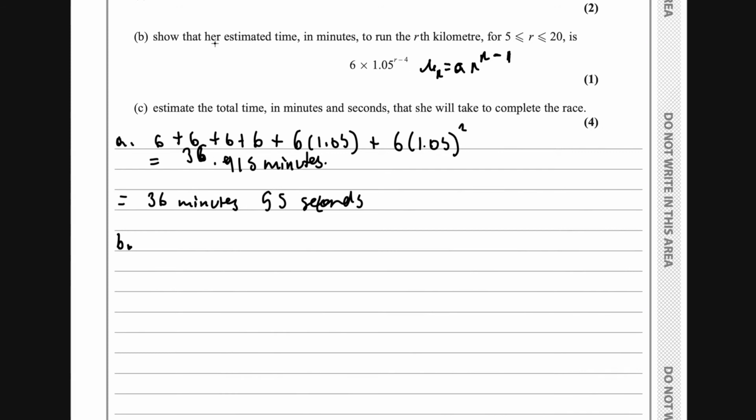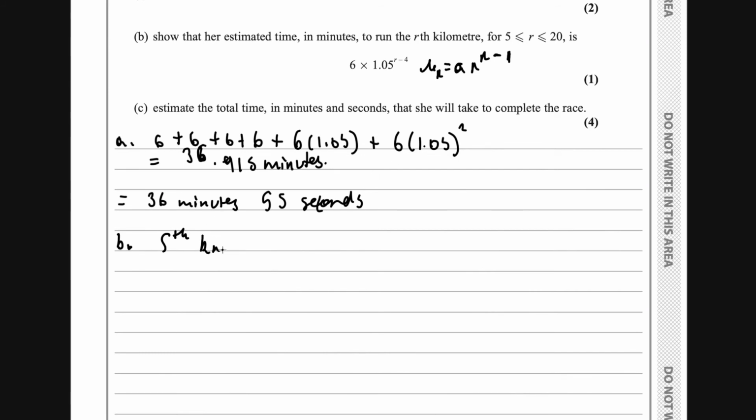And we're asked to show that her estimated time can be given in this form. Now we can't necessarily assume that this is true, otherwise that would make this question far too simple. Instead, what we're going to be doing is using examples of laps and demonstrating how this ultimately equals the estimated time in minutes of that particular kilometre. So what we can really try to do is work out the 5th, 6th and 7th kilometre, and apply that to what we've done so far.